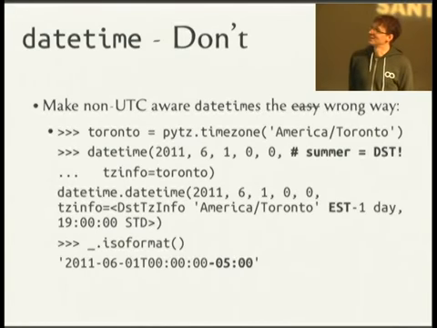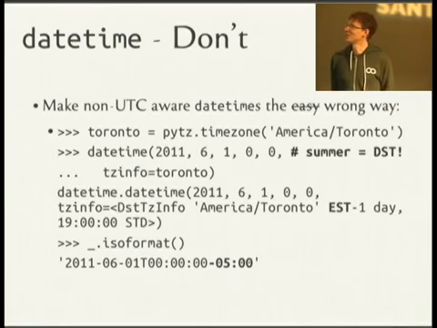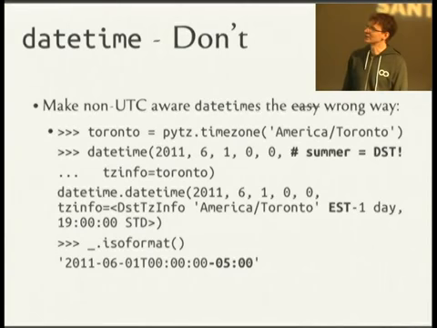So now some don'ts. Don't make non-UTC aware datetimes the wrong way. You'd think that you should just pass in the tzinfo object to the datetime constructor. Unfortunately, the way that the API works, the time zone information object does not receive the datetime object being constructed. And therefore, you get the wrong time zone. June 1st is supposed to be summertime. But if you do this, you get -5, which is the standard time. It's the wrong time zone. Your meetings are all going to be an hour off.